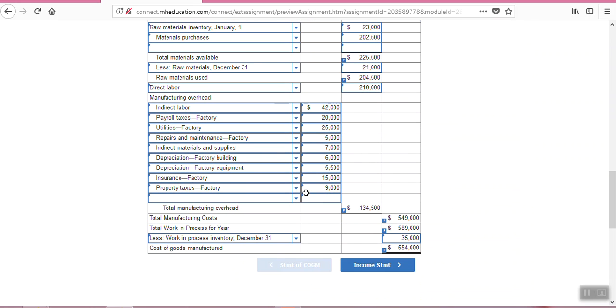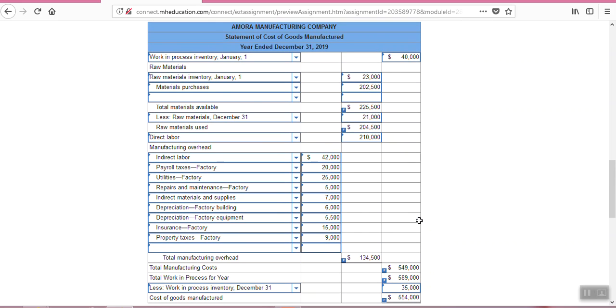So once you get all these amounts from the chart plugged in, that's going to give you your total manufacturing overhead, which is just the total of all those things. Your total manufacturing cost is your materials, your direct labor, and your overhead. So let's see. There's your materials used, there's your direct labor, and your overhead. So add those three together. Your work in process for the year is your manufacturing cost plus that beginning work in process, and then you're going to subtract out the ending work in process.